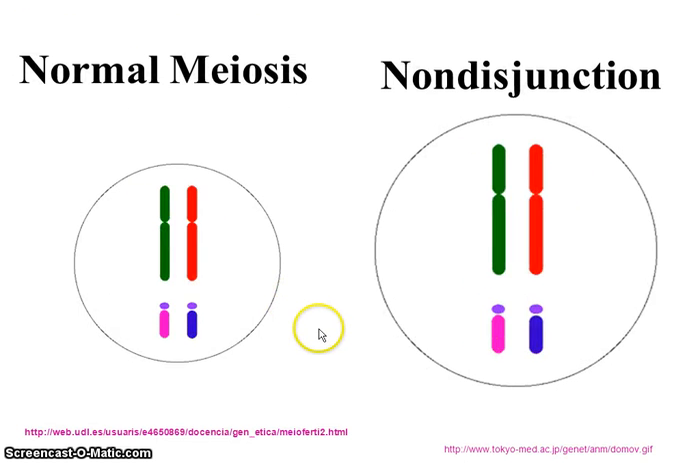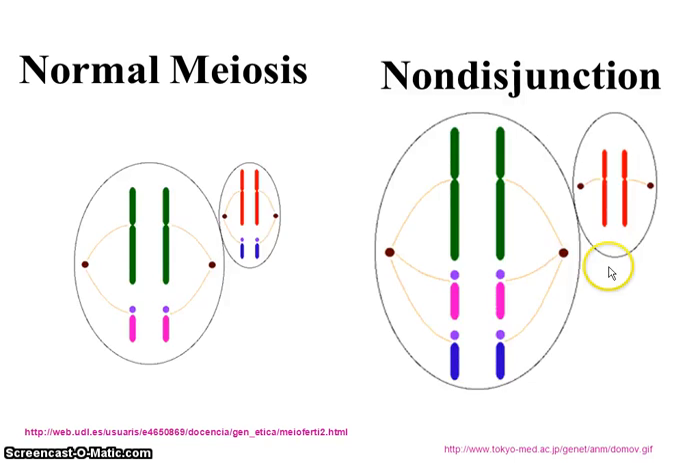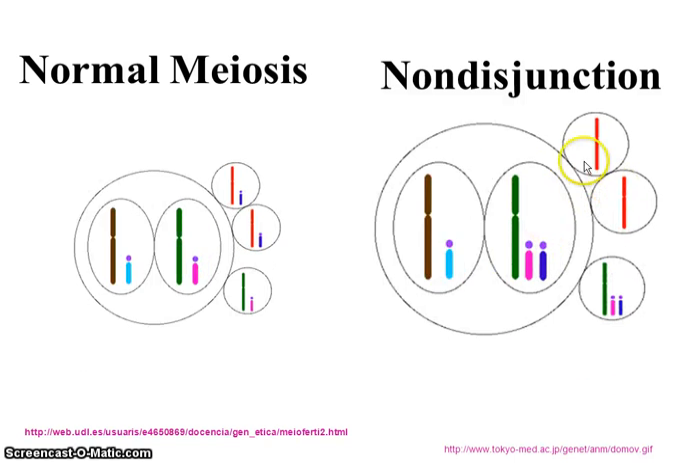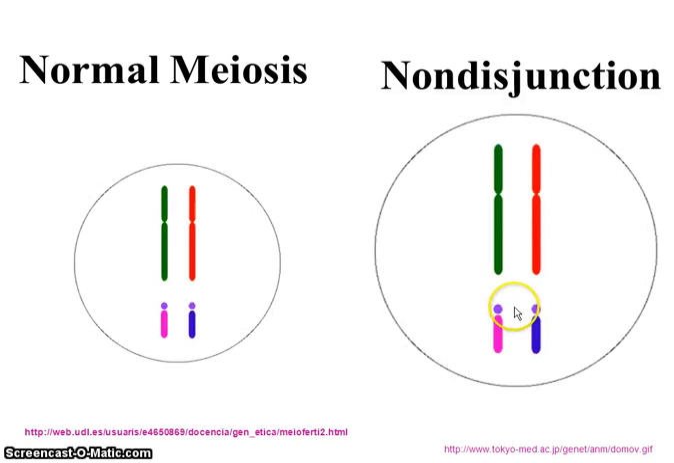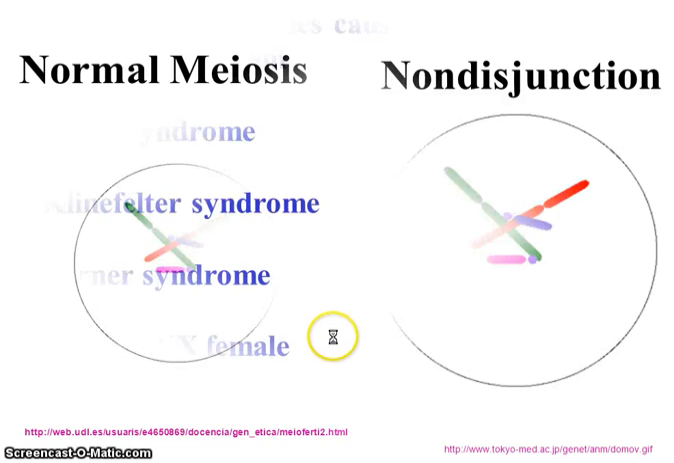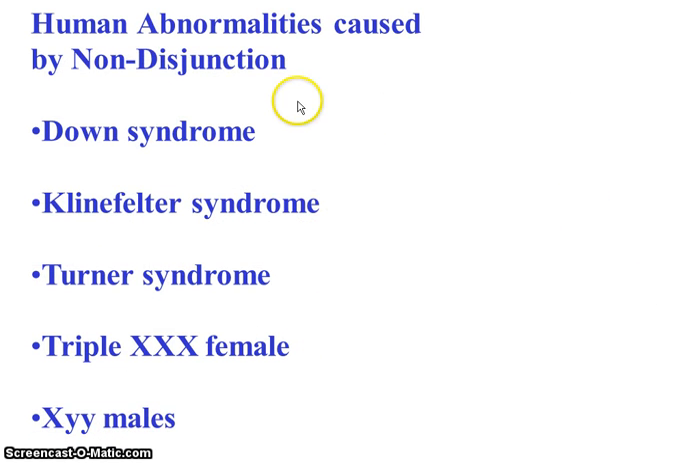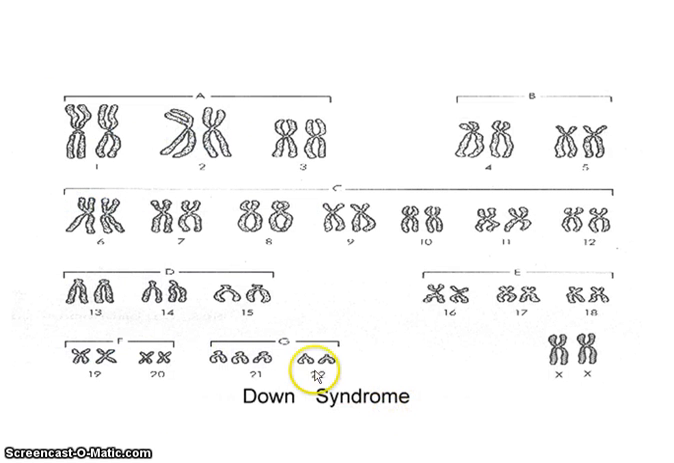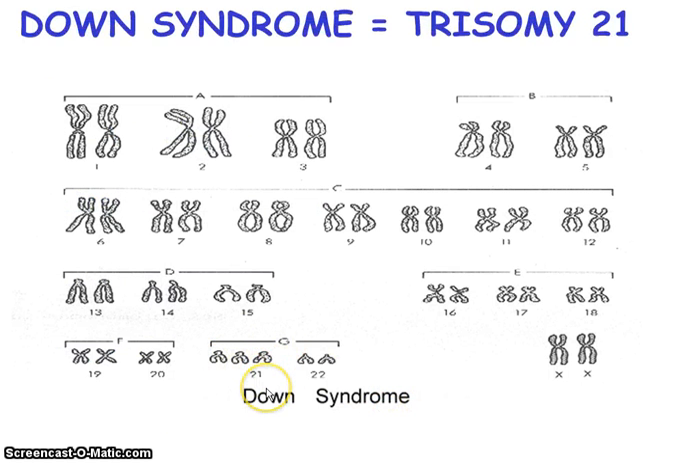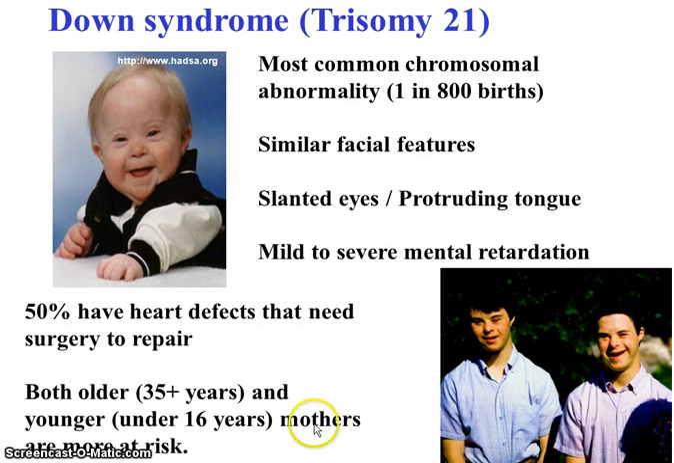Going over here, you can see I end up getting three and one, and so now I could have trisomy. There are several different ones: Down syndrome, an extra chromosome 21; Klinefelter's, XXY; Turner, one X; XXX; and XYY in males. So here's Down syndrome with your extra 21. And some characteristics about Down syndrome: it can happen in 1 in 800 births.